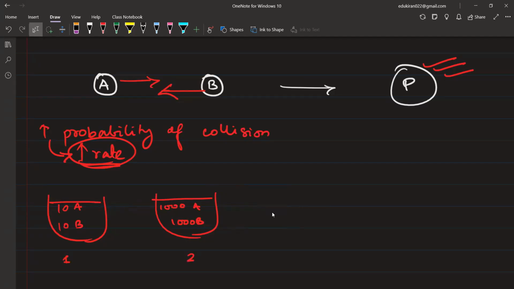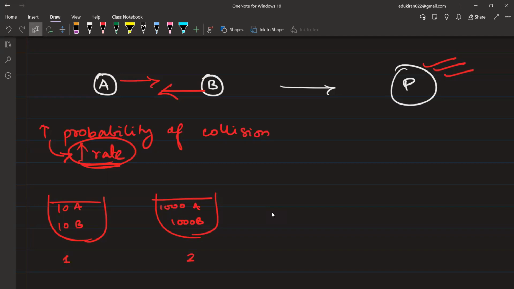Where is the probability of collision of A and B more? First case. How can you explain, both of you? How first case? Sir, the concentration is less in A and B than the first.